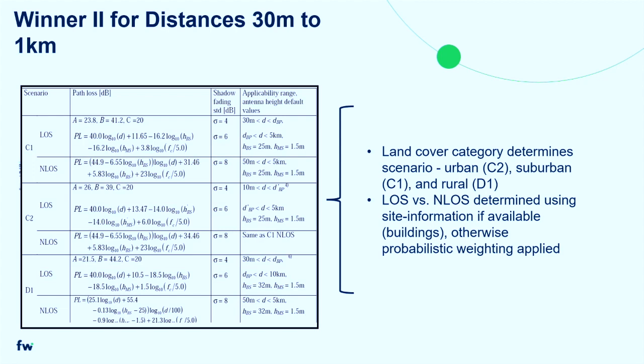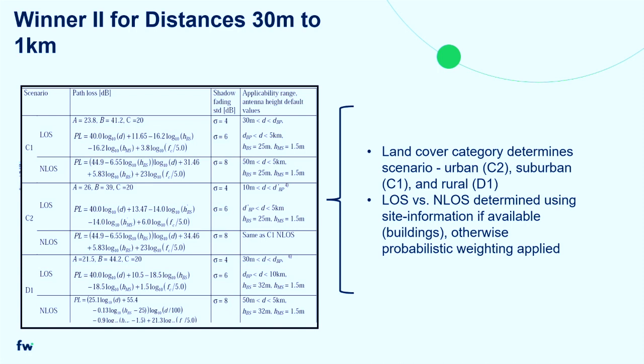And I won't go over this in super detail, but if the distance is less than 1 kilometer down to 30 meters, we'll use winter 2 for propagation. And again, we'll use that land category to determine which one of the scenarios from winter 2 to use in the modeling. One thing that is different between AFCs is the FCC allows us to use site information in determining whether the path is line of sight or non-line of sight.